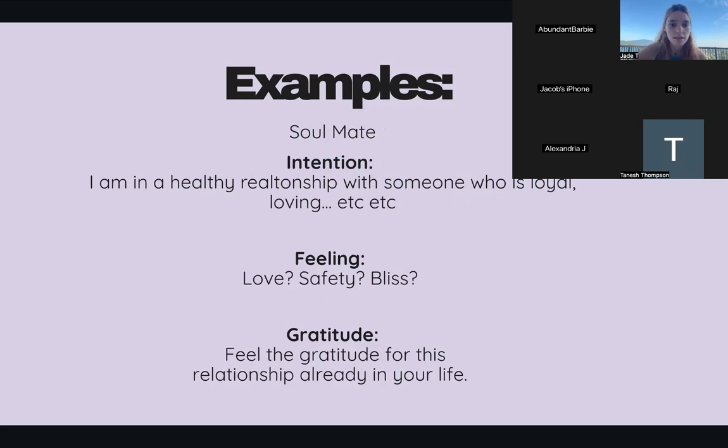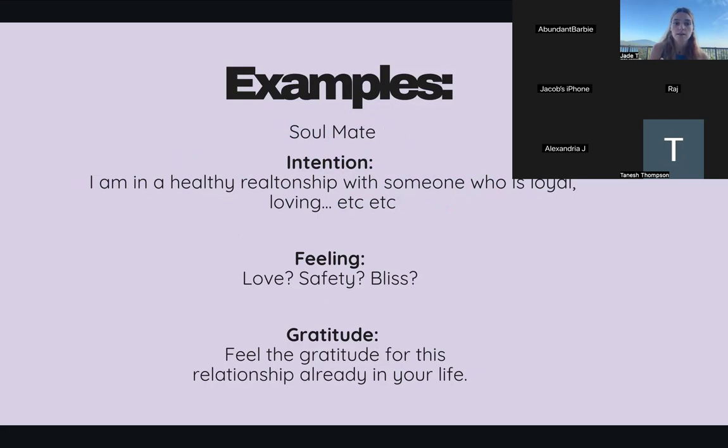And let's say that your intention is, I am in a healthy relationship with someone who is loyal, loving. You can go on and on. The list goes on and on of what you desire in your soulmate. You can get as specific as you want. I even put down what I wanted looks wise. I said blue eyes, tatted. That's what I got. So be intentional with what you want.